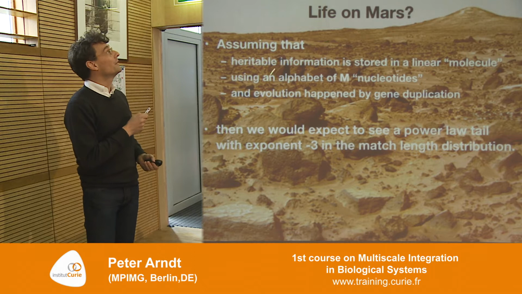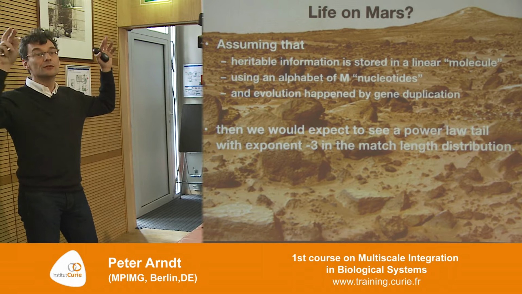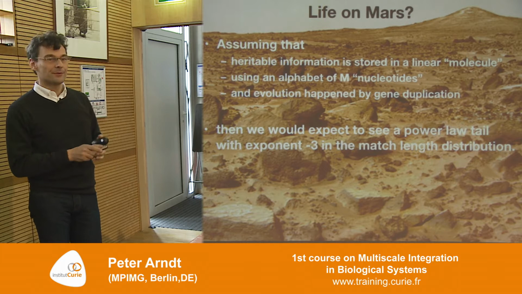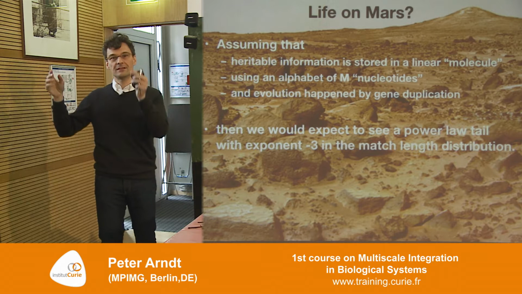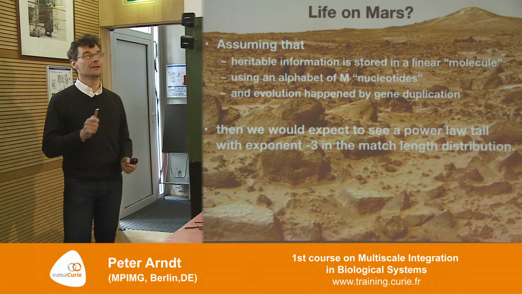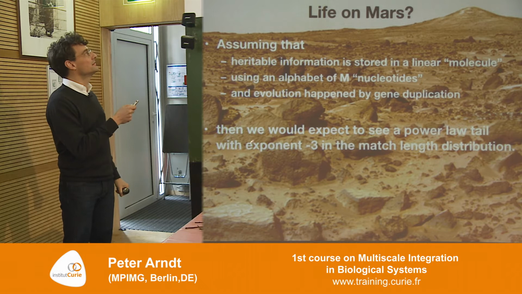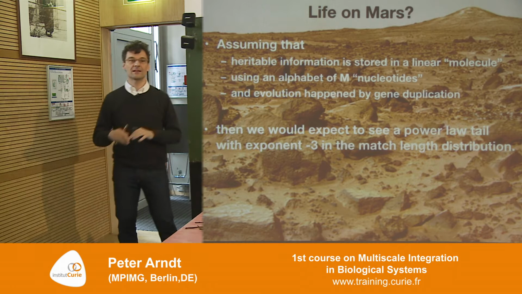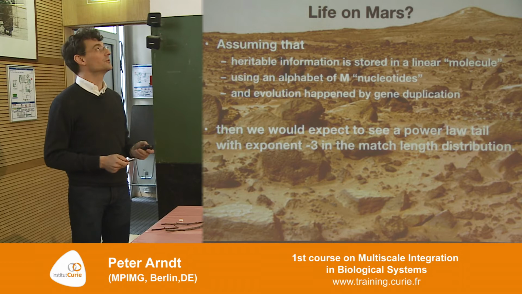We don't have to have 4 nucleotides, we can have 6, 5, whatever. Then if we have M nucleotides, and if evolution happened by gene duplication, as proposed by some evolutionary biologists, that is, one of the major processes is that you copy-paste parts of your genome, then I tell you that in this genome, even if we have M nucleotides, we should see a power law with -3 slope in the distribution of exact matches. So that's my hypothesis. Now we have to go out there and sequence genomes.